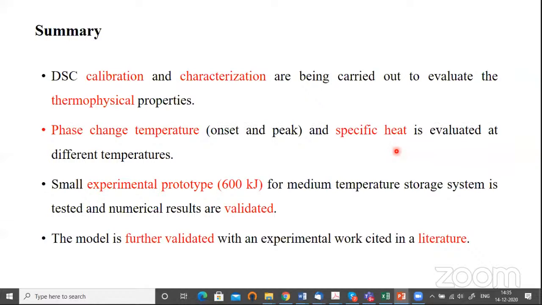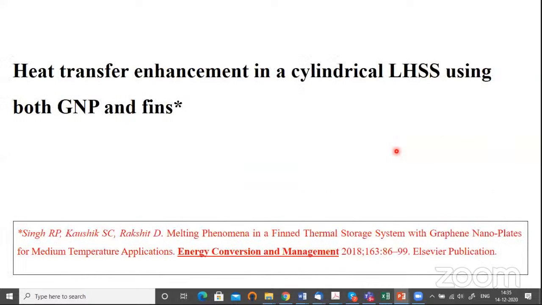Of course, we have developed a CFD model, which we will be showing in the next slide. And we have validated the model with the experimental work cited in the literature, as I have already shown. Now coming to the heat transfer enhancement, which is very important for this latent heat energy storage system, we are utilizing graphene nanoplatelets, which introduce a kind of artificial thermal conductivity enhancement. And of course, we are changing the shape of the system by introducing some sort of extended surface.